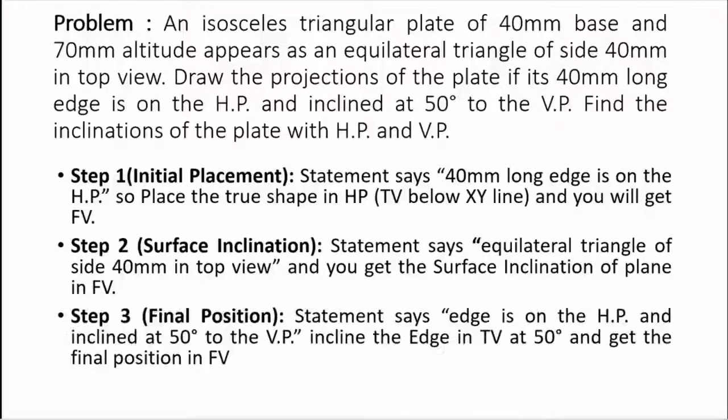And in the third step, the statement says that the edge is on HP and inclined at 50 degrees to VP. So in the last step, we'll incline the edge on the HP to that inclination. So the process of solving a plane starts with initial placement, second surface inclination, and third to obtain the final position. So we'll have an overview of the problem.